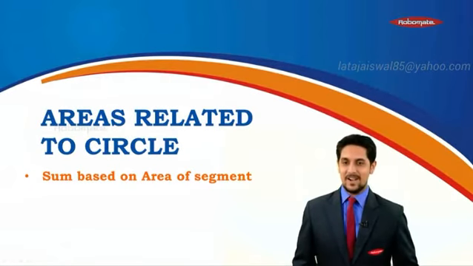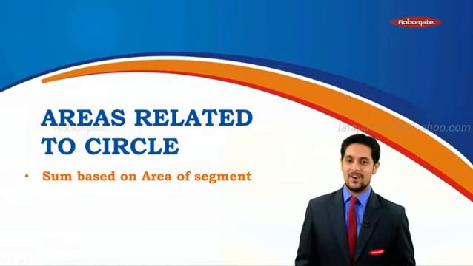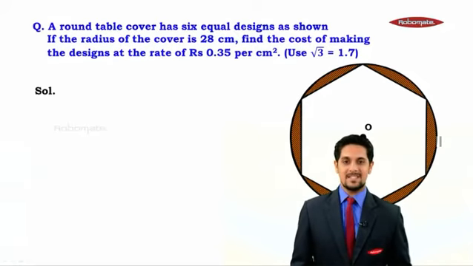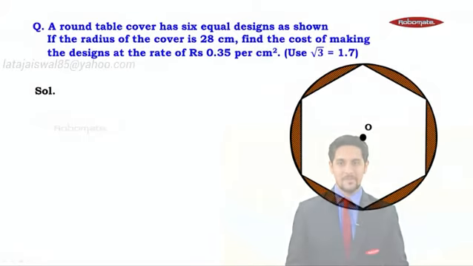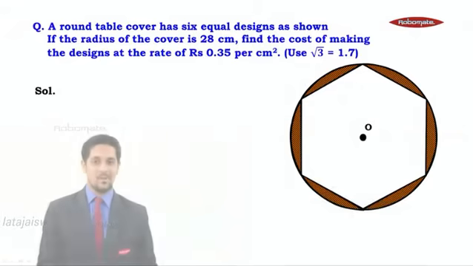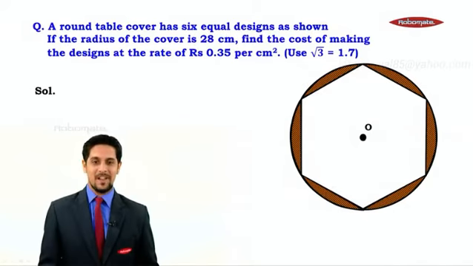Students, let us understand a very beautiful sum based on area of a segment. The question says, a round table cover has 6 equal designs as shown. If the radius of the cover is 28 centimeters, find the cost of making the designs at the rate of rupees 0.35 per centimeter square, where root 3 is equal to 1.7.